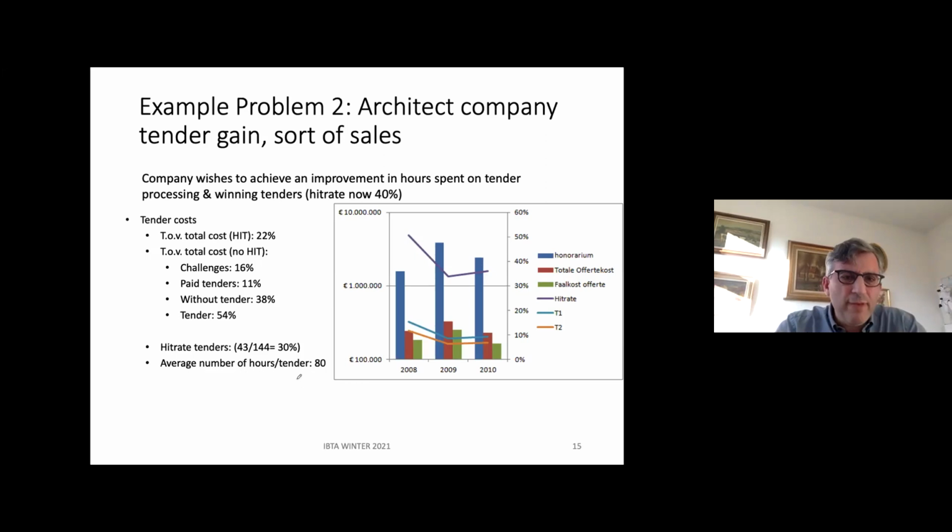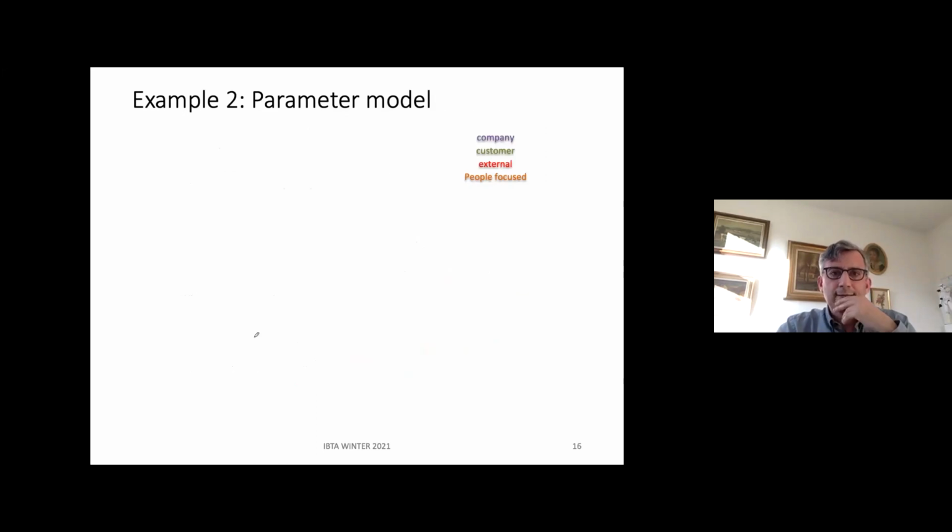Another thing to note is that they needed about 10 days with a couple of people to come up with the tender, so it was very costly also. You can see some of the costs written here. So how can you improve that? Okay, let's make a model of this. You can see I'm using colors to denote the company, the customer, the external, and also people. So we're starting to differentiate between objects, you could say.